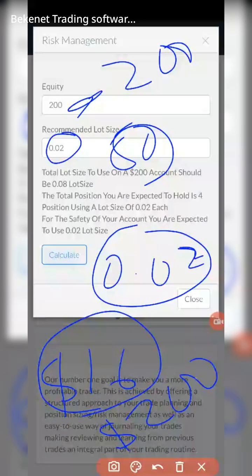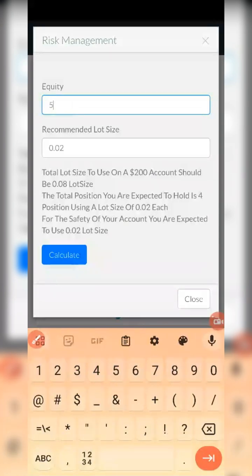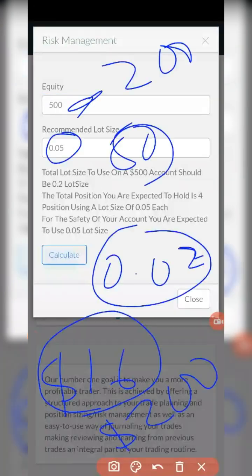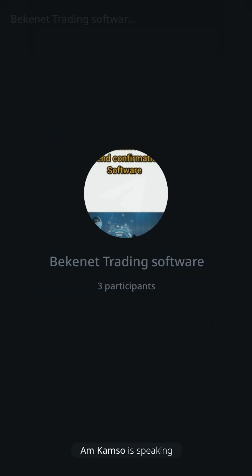If, as I wake up now, I want to trade, I'm expecting a signal, I just put in my equity. My equity is 500. I calculate, and I can write it down somewhere. Today that I'm trading, I'm only going to use 0.05. Simple as ABCD. Do you understand it? Yes, properly.